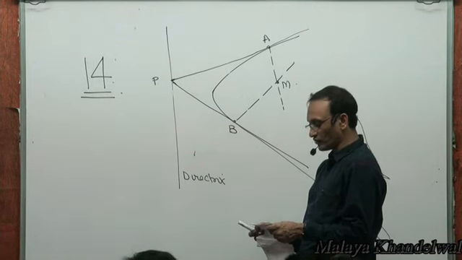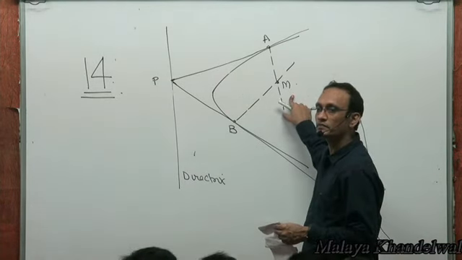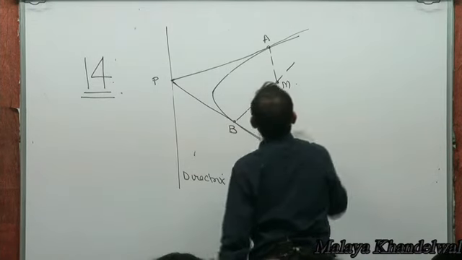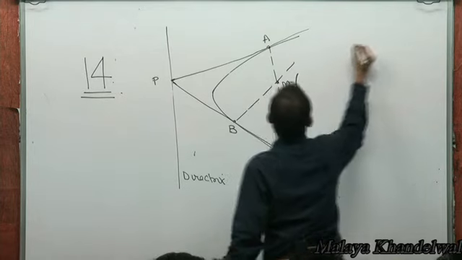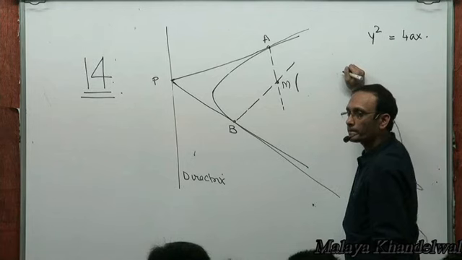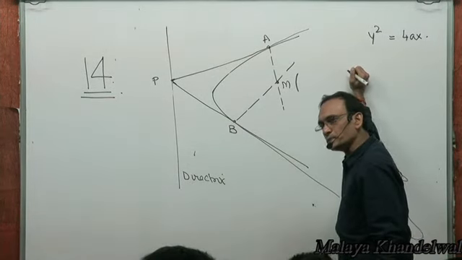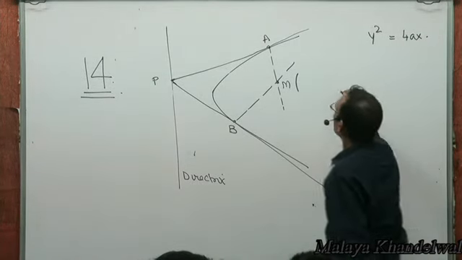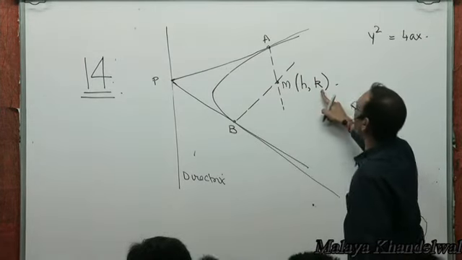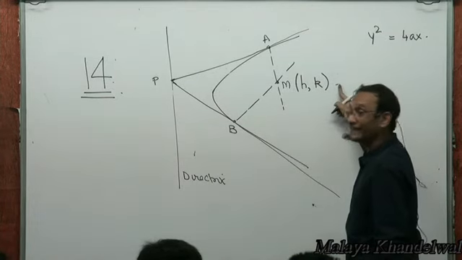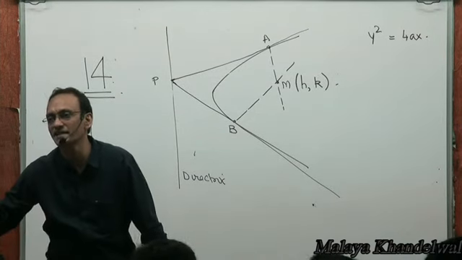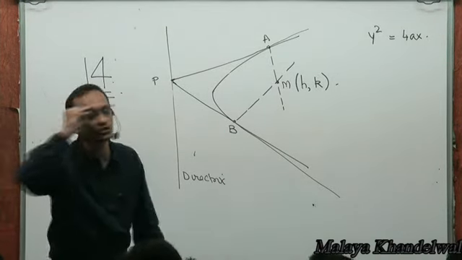What we need to do is find the locus of this M. Let's say the parabola is y squared equal to 4ax, and M is h comma k. I need to connect h and k without involving a parameter and then generalize. Replace h by x and k by y to get the locus of M. That's what I need to do.